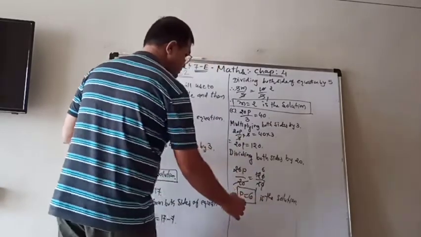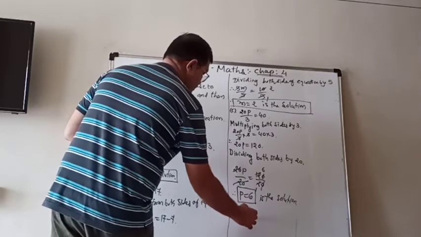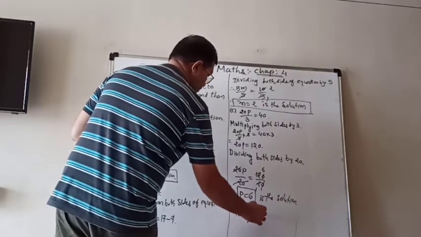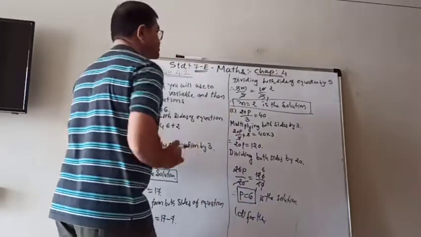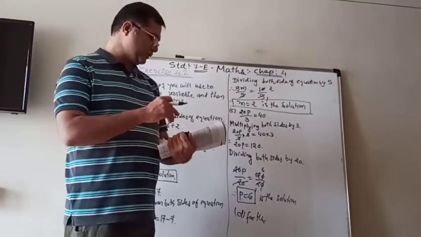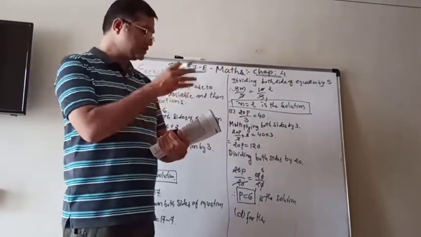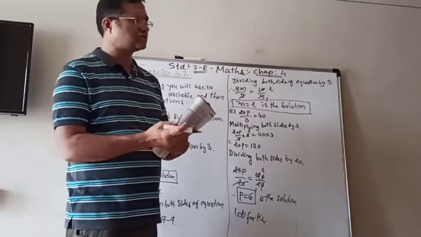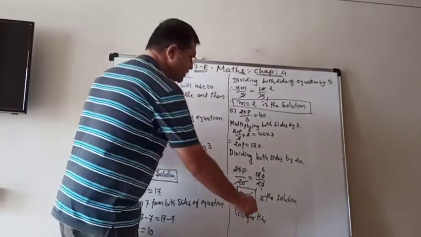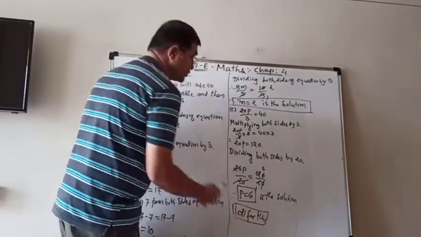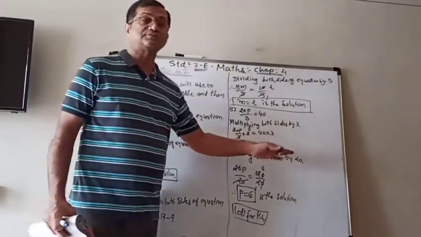Now here D you can do for homework. It is the same as this C, where here instead of 20p upon 3, it is 3p upon 10 is equal to 6. So similarly, D is for homework that you can easily do.